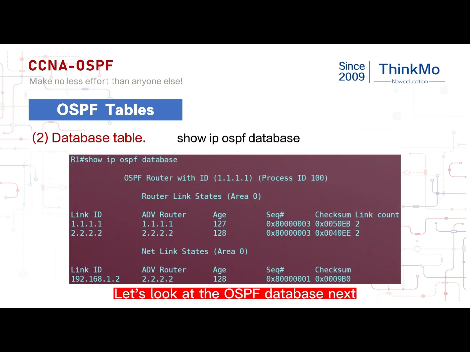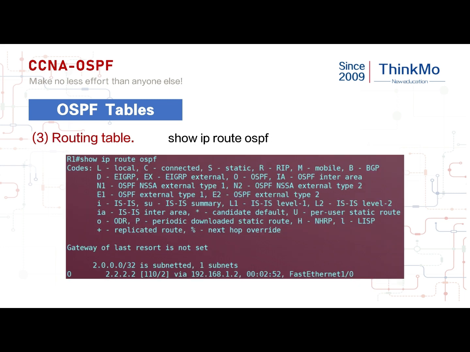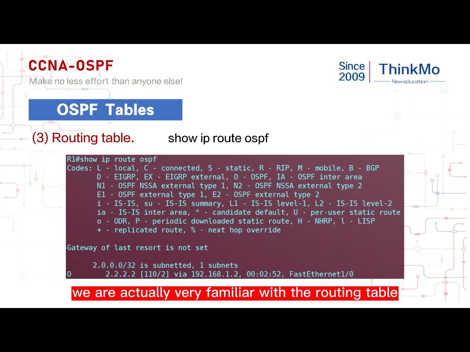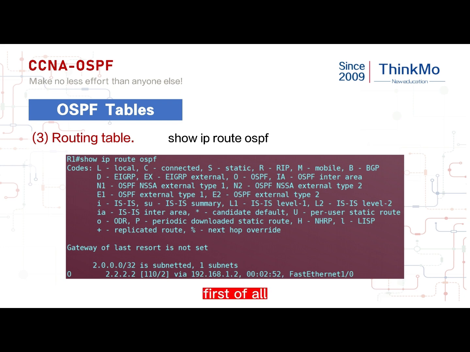Let's look at the OSPF database next. For the database, there are all kinds of LSAs in it. We won't talk about this stuff now, so everyone simply understands the concept. Further down is the routing table. We are actually very familiar with the routing table. First of all, O means that the route above is OSPF. Sometimes you may see OE2 here. OE2 means this is an external route, that is, the redistribution comes in.